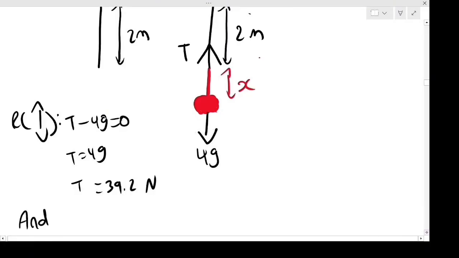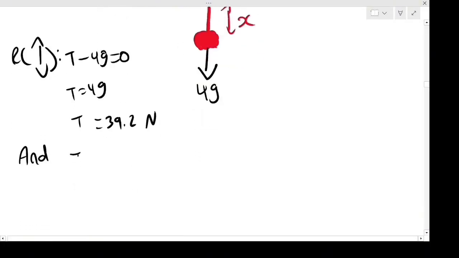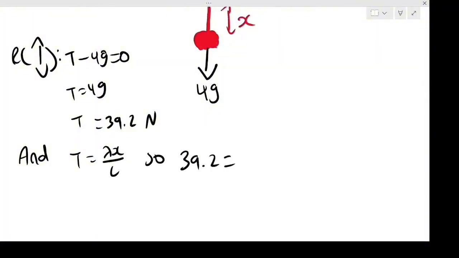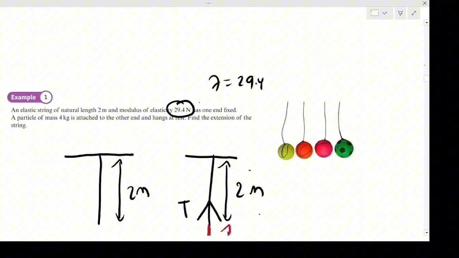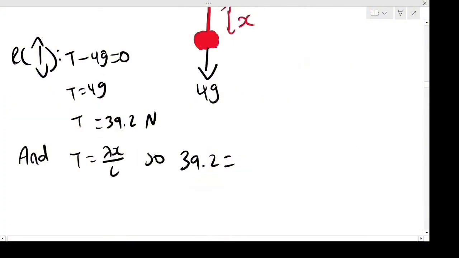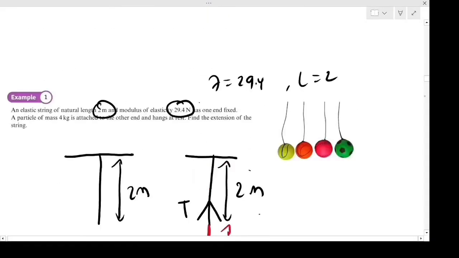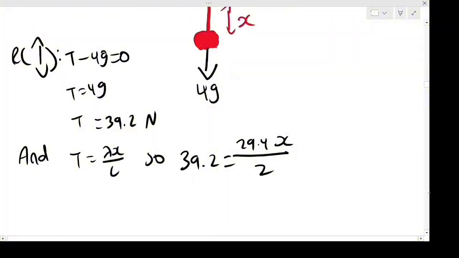But we also know, because of Hooke's law, that T is lambda x over L. So tension is 39.2. Well, lambda, my modulus of elasticity, is 29.4. My natural length is 2. So lambda 29.4 times my extension x over my natural length of 2, my original length. Now I can just solve for x.